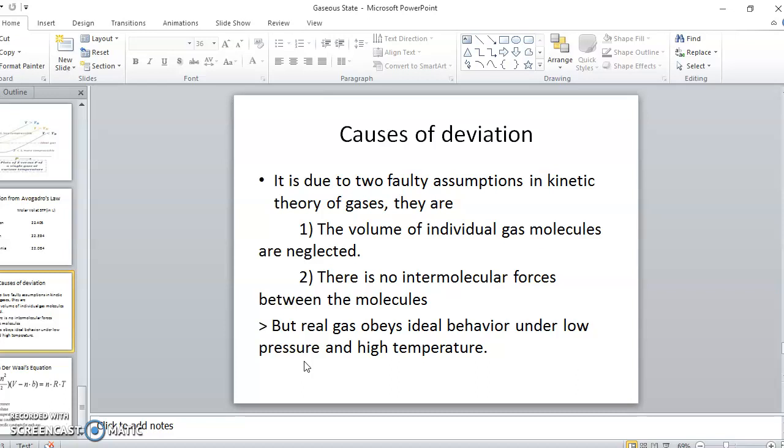Clear? Similarly, if you increase the temperature, what happens? The intermolecular forces will break. So again, a real gas behaves ideally. Clear? So a real gas behaves ideally under low pressure and high temperature because there is no need to consider the intermolecular forces under these conditions. That's why they obey ideal behavior under these two conditions. Okay, thank you.